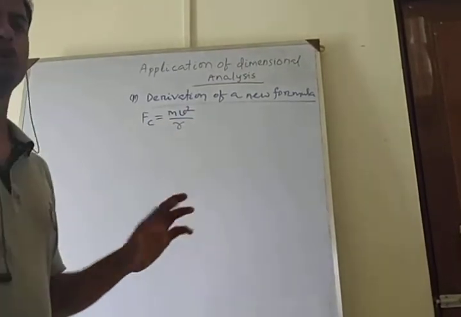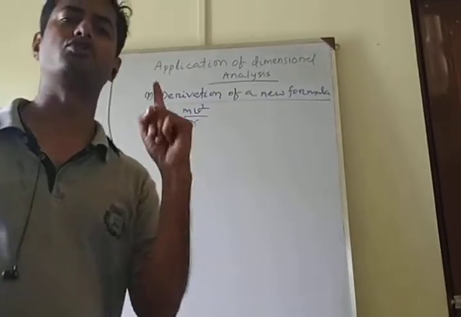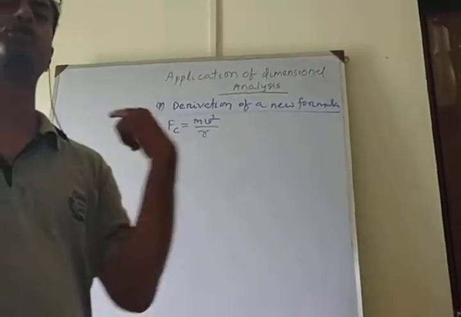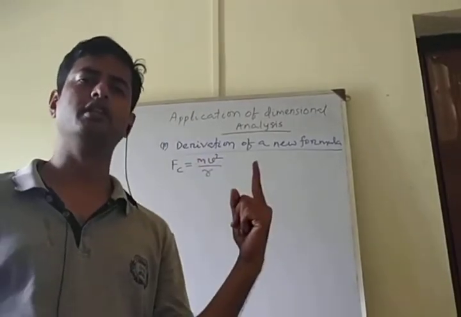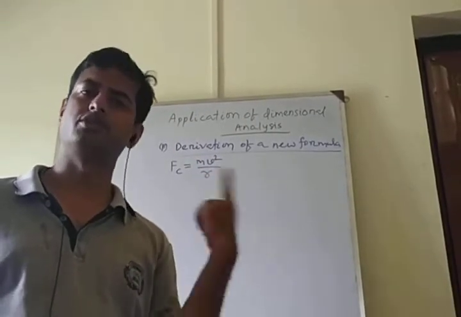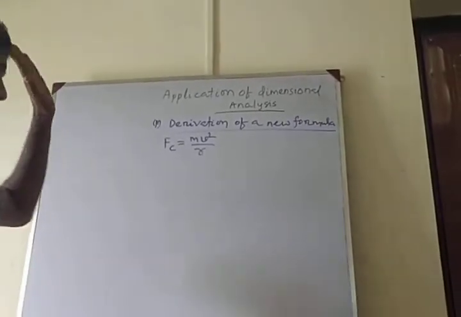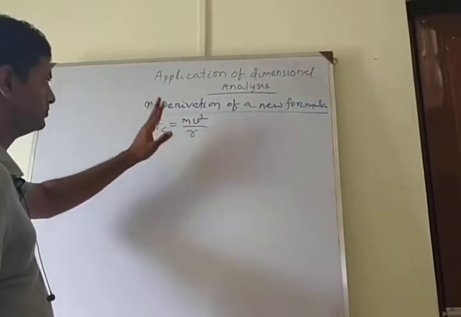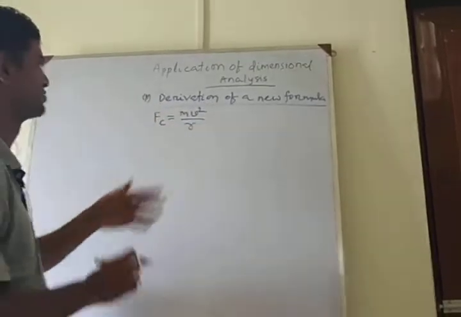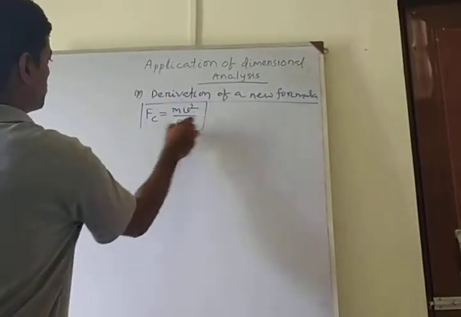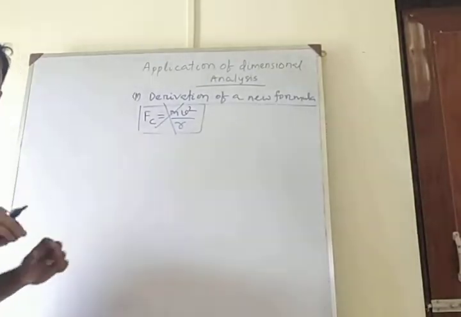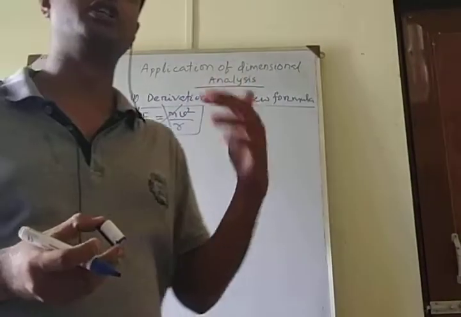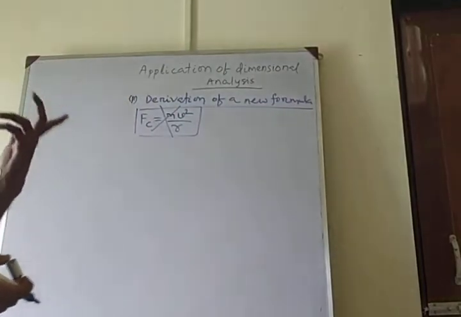Why radius? Because when a body is moving in a circular path, centripetal force comes into the picture. Since the body is moving in a circular path, it means the circular path possesses a radius. But for the time being, just assume that you do not know this formula. I want to derive this formula. So let's say I don't know, but at least I know that in centripetal force, mass is there, velocity is there, radius is there, but how they are present, I don't know.